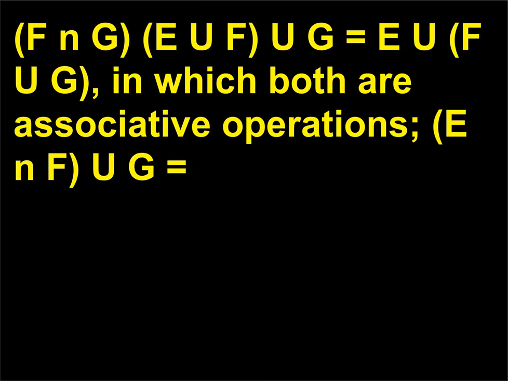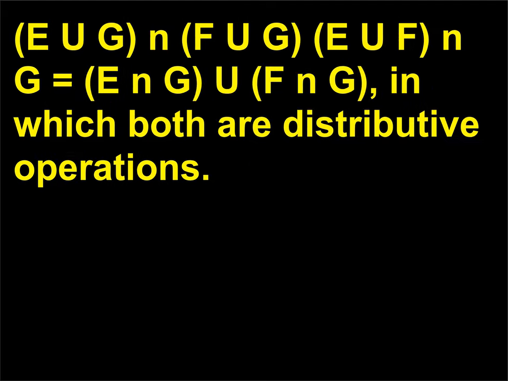equals E ∩ F ∩ G, and E ∪ F ∪ G equals E ∪ (F ∪ G), in which both are associative operations. E ∩ (F ∪ G) equals (E ∩ F) ∪ (E ∩ G), and E ∪ (F ∩ G) equals (E ∪ F) ∩ (E ∪ G), in which both are distributive operations.